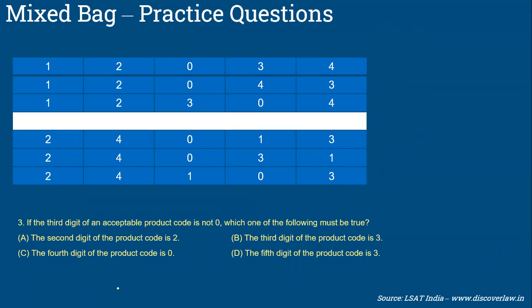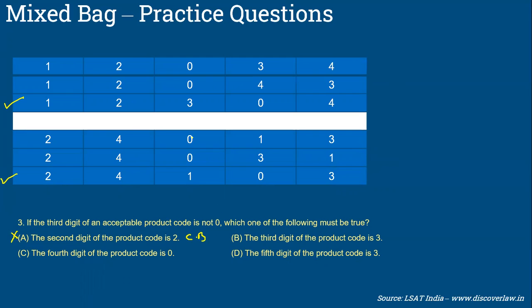If the third digit of an acceptable product code is not 0, third digit is not 0. So basically you're talking about this case and you're talking about this case. Which one of the following must be true? Meaning it has to apply to both the cases. The second digit of the product code is 2. It is here but not here. So this is a could be case, not a must be case.